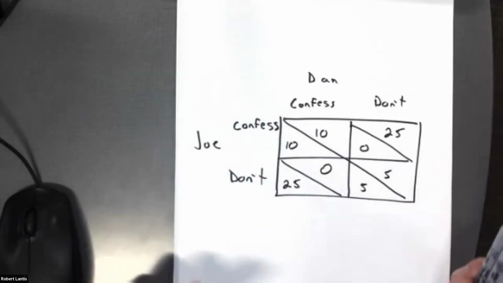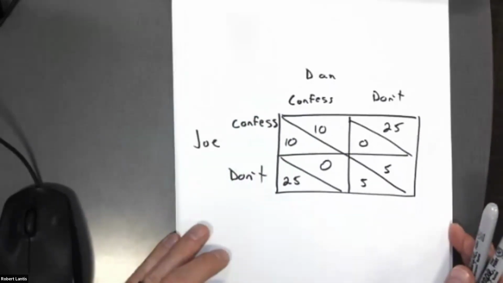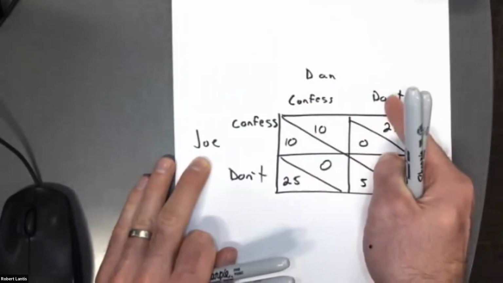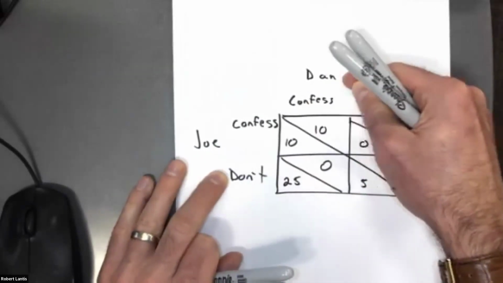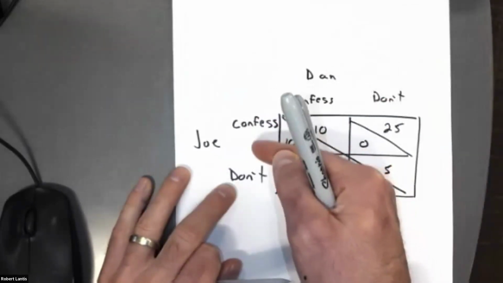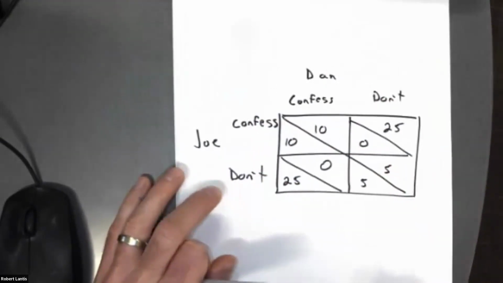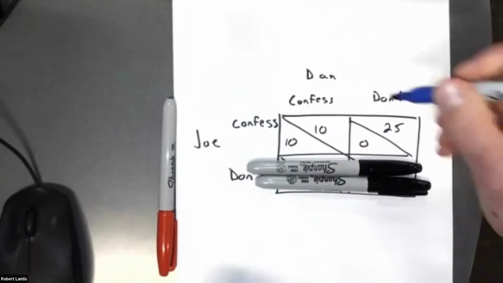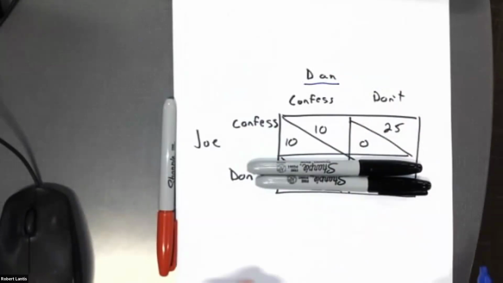Okay. So the way that we'll solve these games is we're going to figure out what is Joe's best response to both possible strategy choices that Dan has, and then what is Dan's best response to both of the possible strategy choices Joe has. So let's start out assuming we're going to look at Dan's best responses.